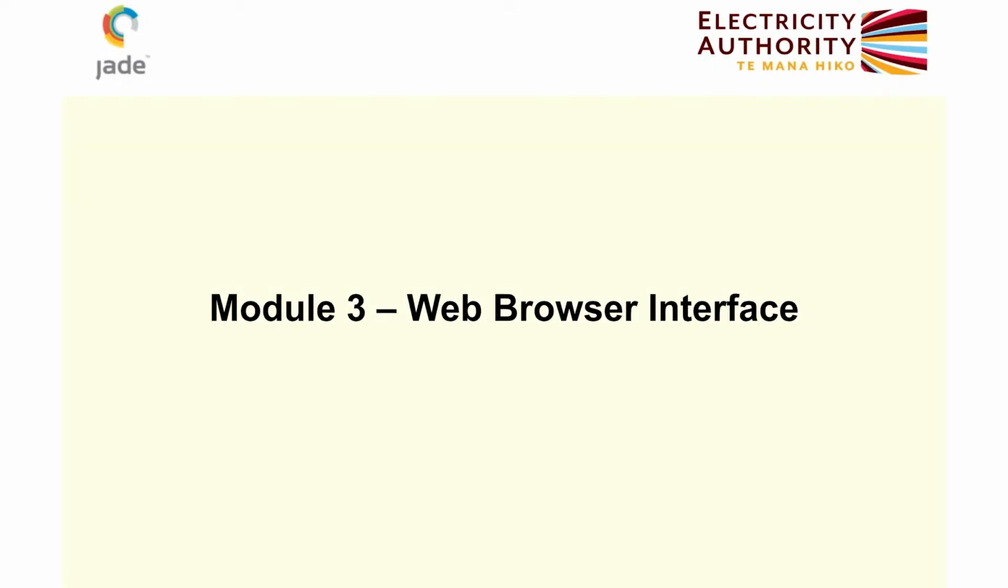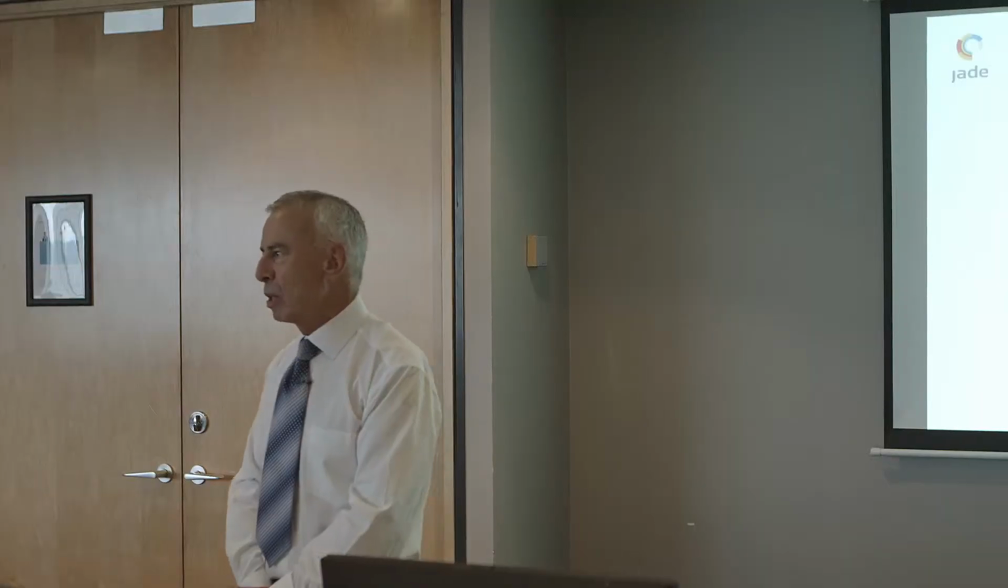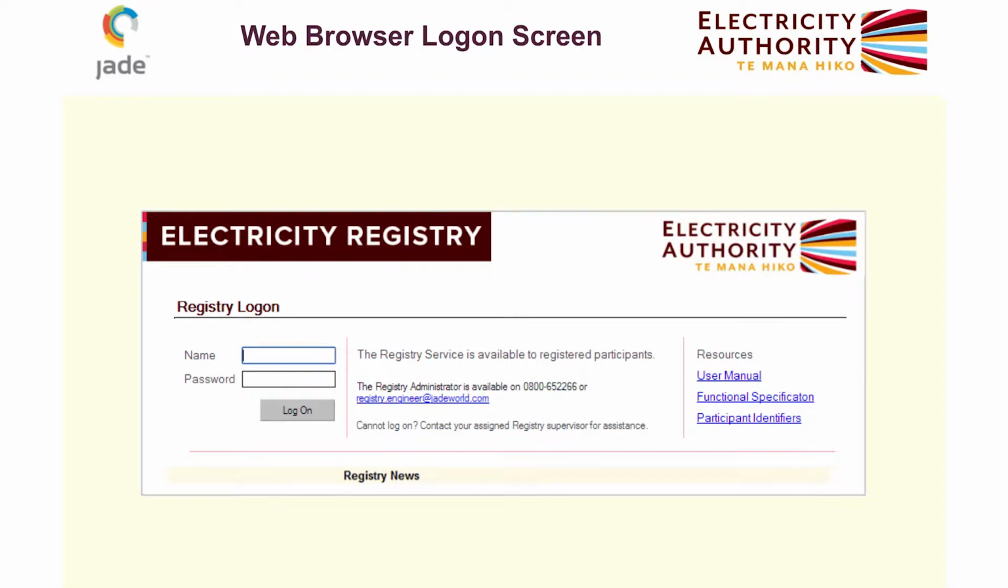Right, we'll start off back with Module 3, which is about the web browser interface. And the Logon screen looks something like this. When you log on to the registry, you have to type in your name and your password.